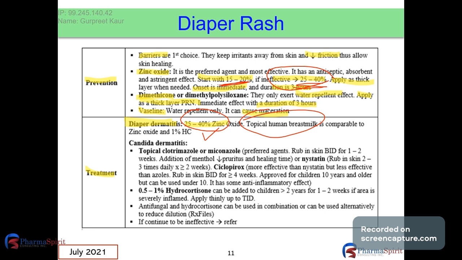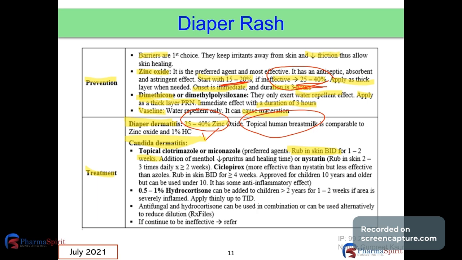Now let's look at the management of the candida dermatitis. That's when the child has the classical symptoms of candida, the white scaly borders, the satellite white patches in the area. The skin is tomato red or beefy red, and the redness and the inflammation extends inside the inguinal body folds. In this case, of course, because we have candida, we need to use an antifungal. So we have topical clotrimazole or miconazole. These are the preferred agents.